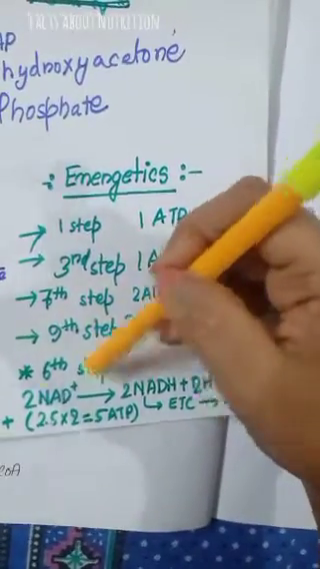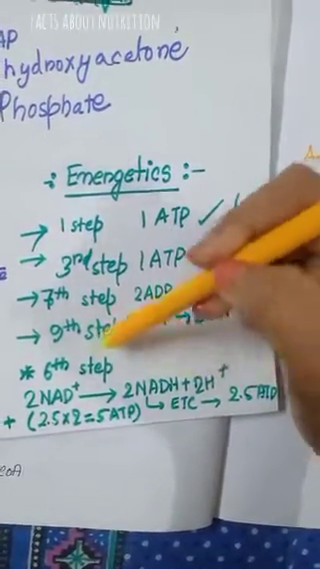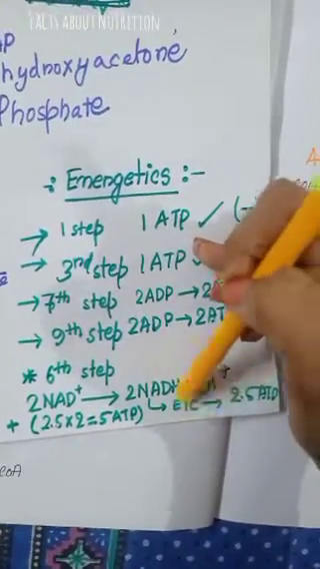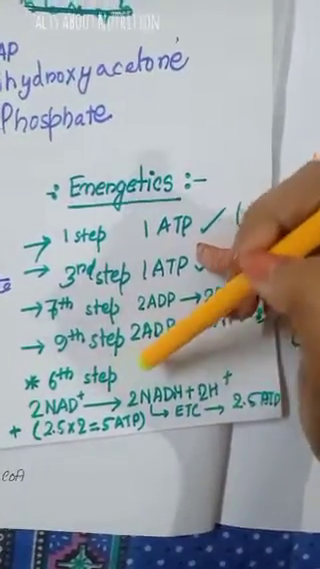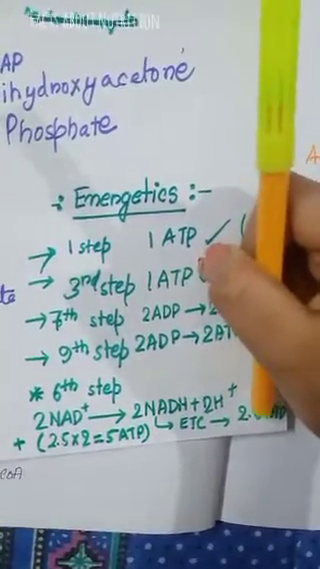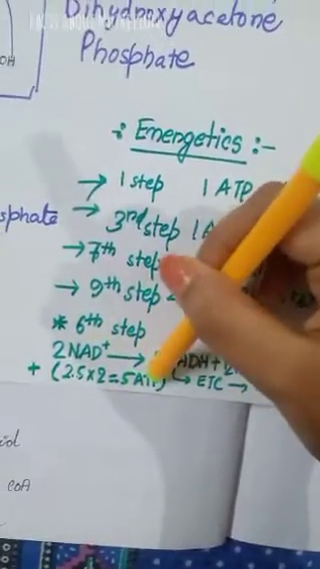Now in the sixth step, where NAD plus is converted to NADH plus H plus, we have to know this thing: when this goes to the electron transport chain, from one molecule of NADH plus H plus, 2.5 ATP are generated. So here 2 NADH plus 2 H plus, so 2.5 into 2, that is 5 ATP.